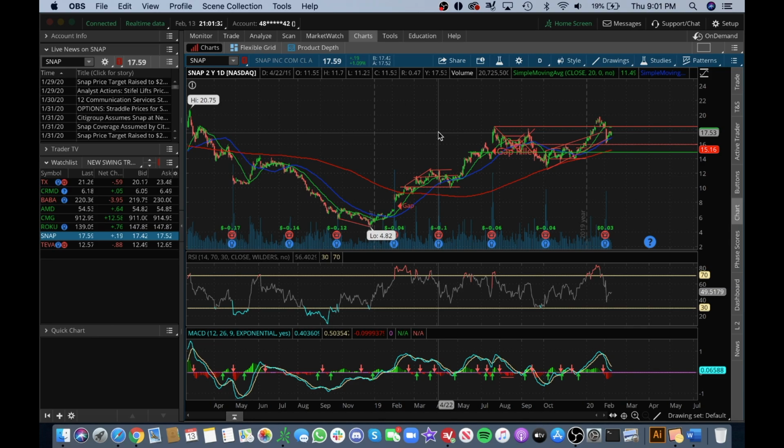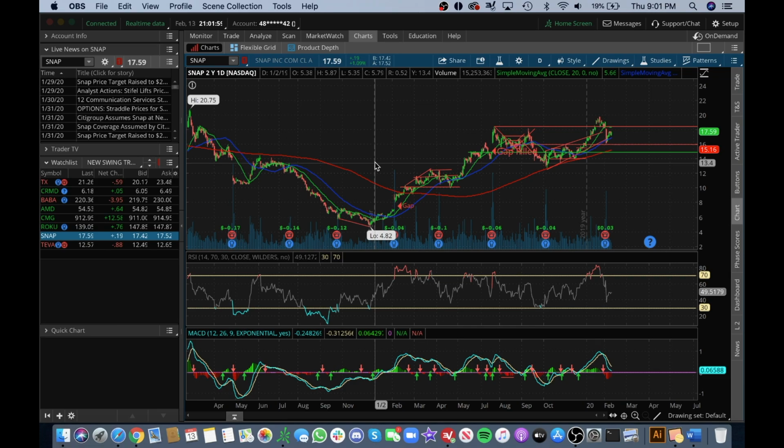So basically here we're analyzing Snap. Like I said, this is a 2-year 1-day chart. I want to show you these lines that you see here: the red line, the blue line, and the green line. Those are called simple moving averages. You can use an exponential moving average, but I use simple moving averages. That's just the way I've been taught. I have them color coded, and they have different values.